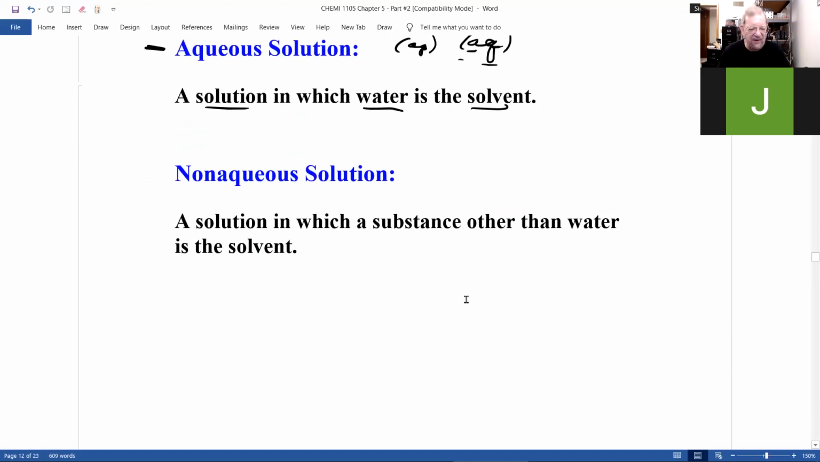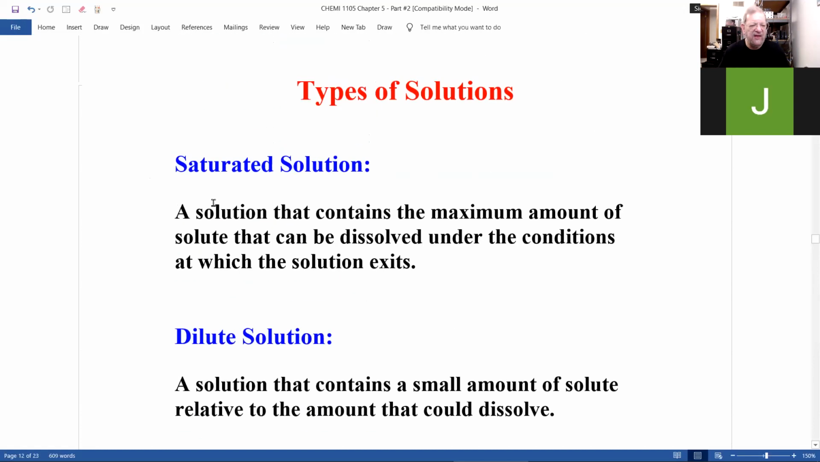Now, non-aqueous means a solution in which a substance other than water is the solvent. And you better believe I want my gasoline non-aqueous, because water in there in the winter will freeze your gas line. It'll freeze and you can't use your car. And two, it'll mess up your engine. And gasoline is non-aqueous.